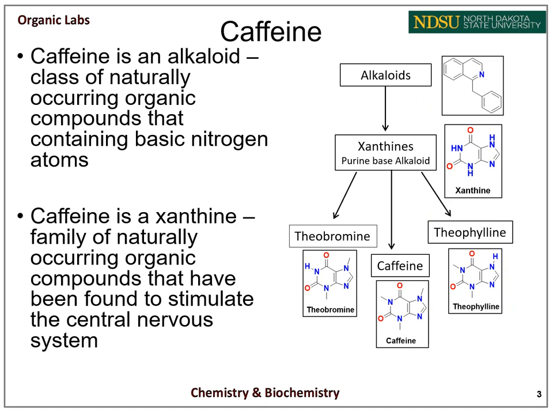Caffeine is an alkaloid, which is a class of naturally occurring organic compounds that contain basic nitrogen atoms, like what is shown here. Caffeine is a xanthine, which is a family of naturally occurring organic compounds that have been found to stimulate the central nervous system. On the bottom right, 3 examples of xanthines are shown. Theobromine is found in cocoa. Caffeine is found in various plants, such as coffee beans and tea leaves, and theophylline is found in tea.